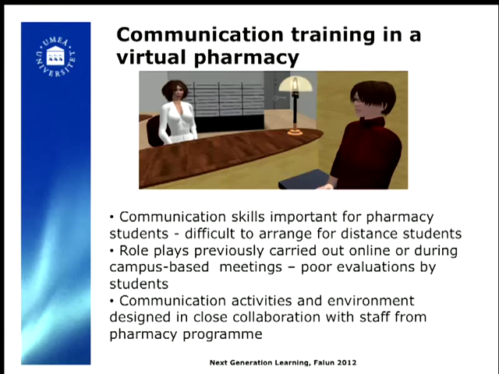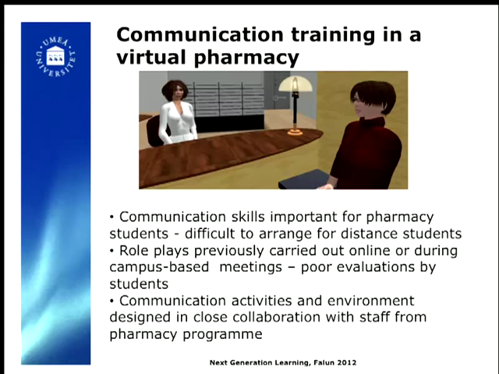So why did we decide to create a pharmacy in Second Life? Some people might think this was a little strange, but for us it was the need to develop or to train communication skills for the pharmacy students. Since they're distance students, they don't have as much opportunity as students on campus for training the communication skills they need to deal with customers, to be able to give advice, and for their future work.